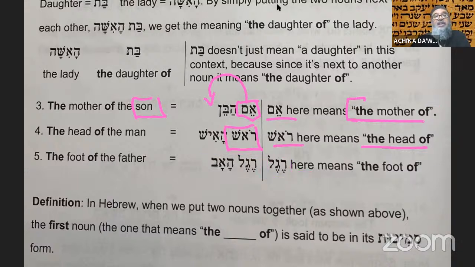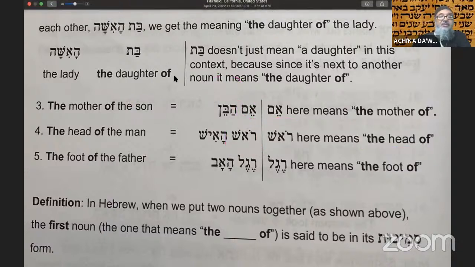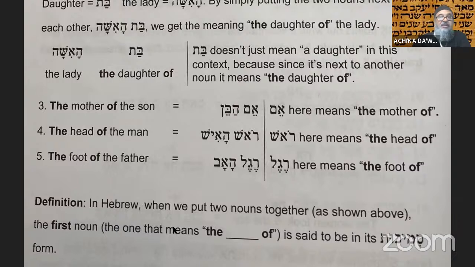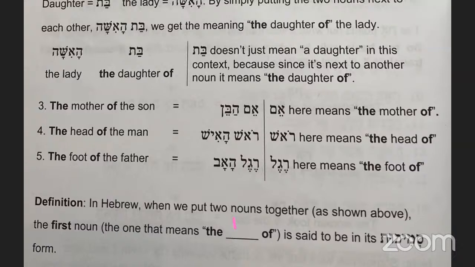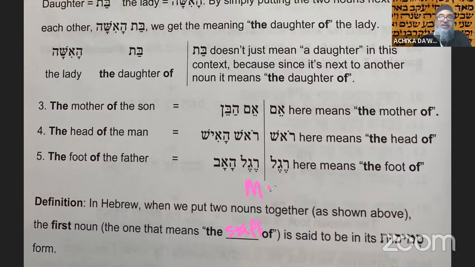So in definition, in Hebrew, when we put two nouns together as shown above, that's called a semikhut. The first noun that you see means the blank of, okay? So somebody give me some examples of the first noun. What do you want to put right here? Staff. The staff. Okay. If the staff is called a mate, and I said the staff of David, I would put the mate.